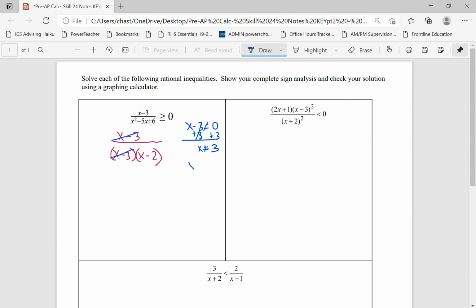Then we have x minus 2 cannot equal 0. This is where we're going to have an asymptote. But again, we're not worried about what the graph of the rational function looks like. We just know that x cannot equal 2. All right, so those things are not allowed. So those are our things in the denominator. My simplified function would just be 1 over x minus 2, and that would be greater than or equal to 0.